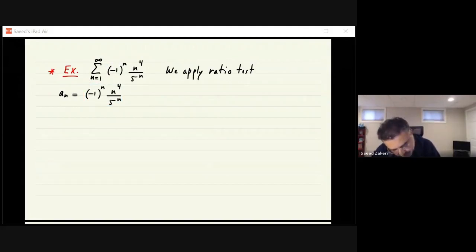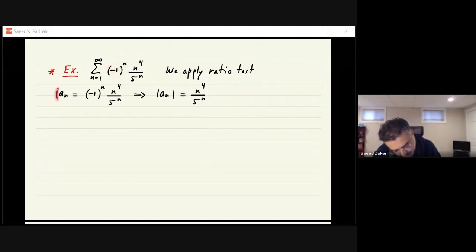So since this is the first example, I'm going to write everything, so bear with me. But as we gain a little bit of experience, we're not going to spell out every single step like that. So when you take absolute value, you essentially kill this term.